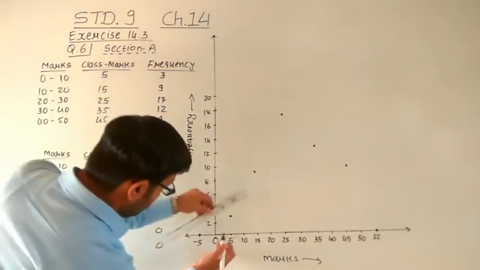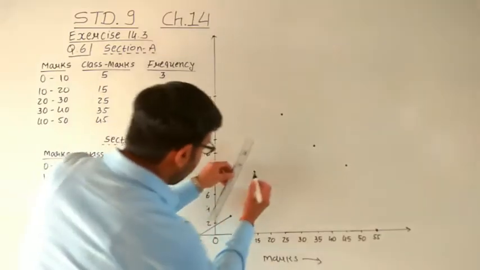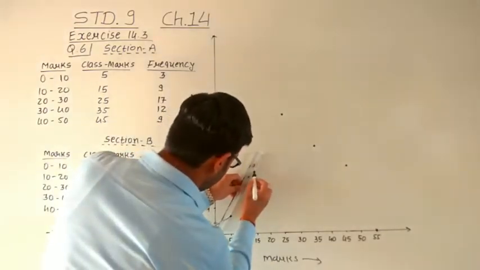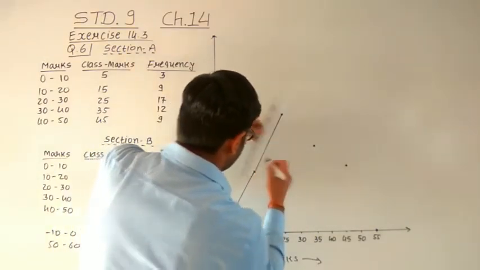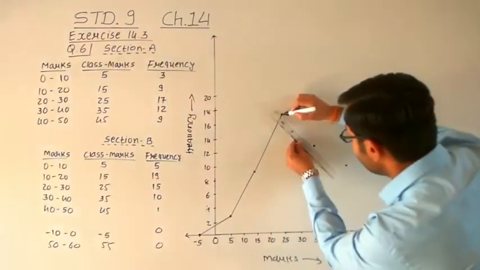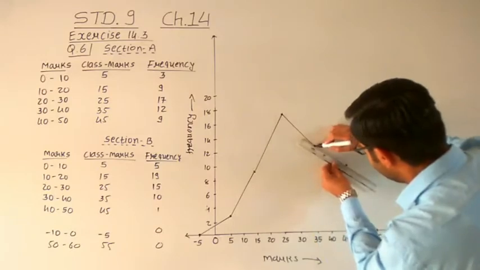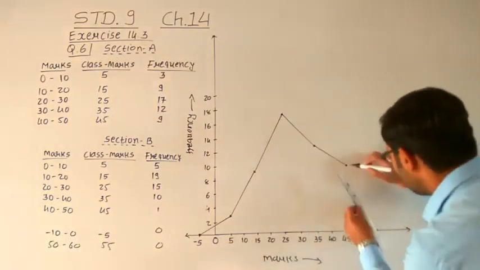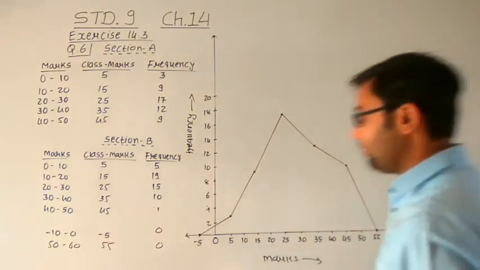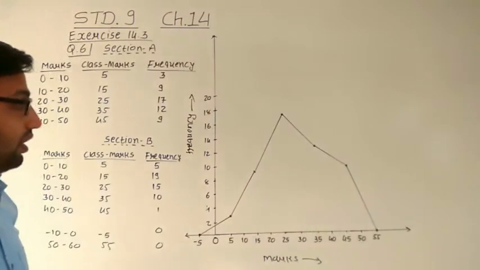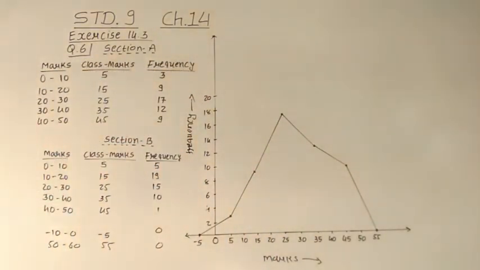So first of all, join these 2 points. Now from here to here, we can join these 2 points. Now from this point to here, and lastly we have to join this point, this 55. So here we have represented the first section using the frequency polygon. Right? Now the same thing we have to do for section B.